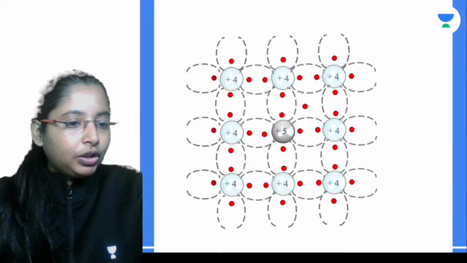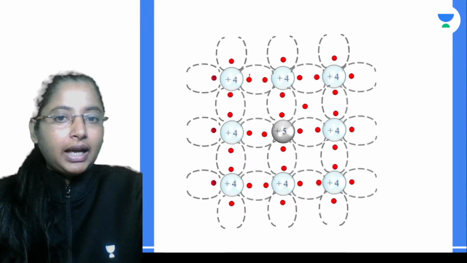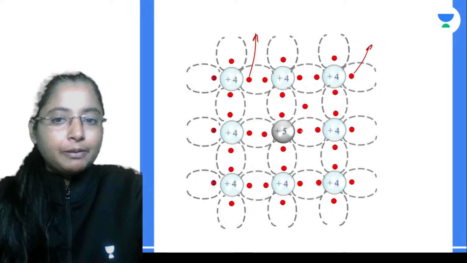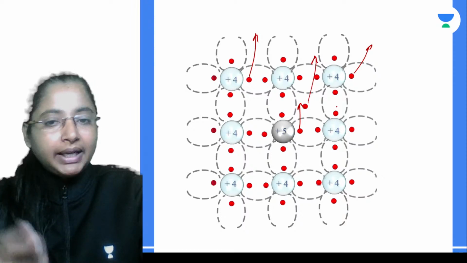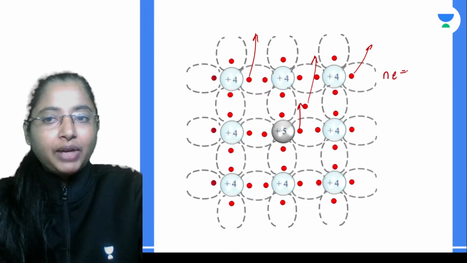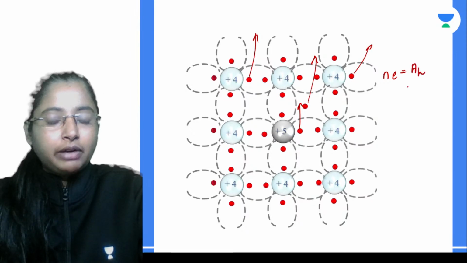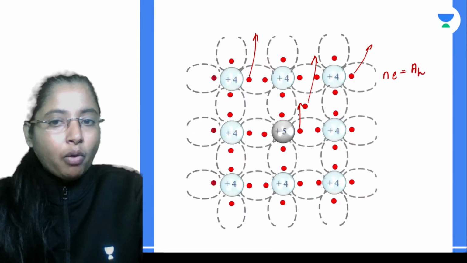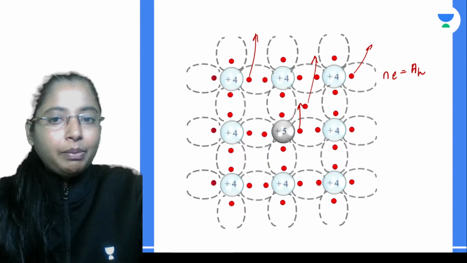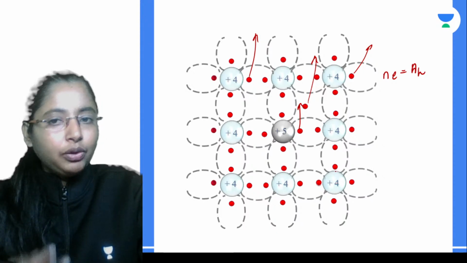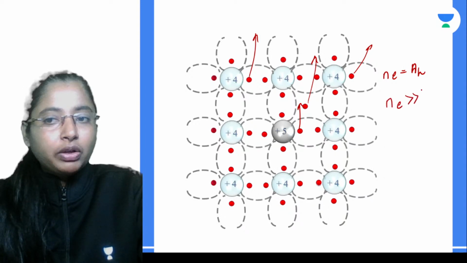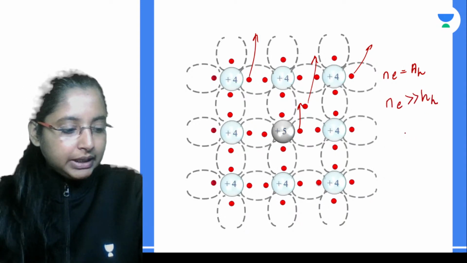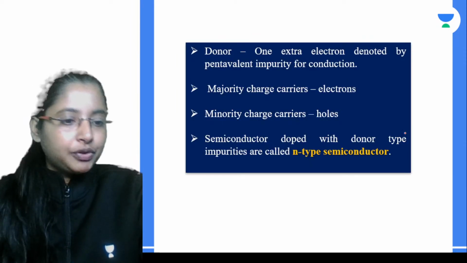Now if you thermally excite the electrons here, and let's say these electrons are leaving the system, what will happen? In an intrinsic semiconductor, however many electrons there are, that many holes were present. Now you can thermally remove all these electrons. Even then, the number of electrons will be more than the number of holes. I'm going a little quickly because we are running out of time.